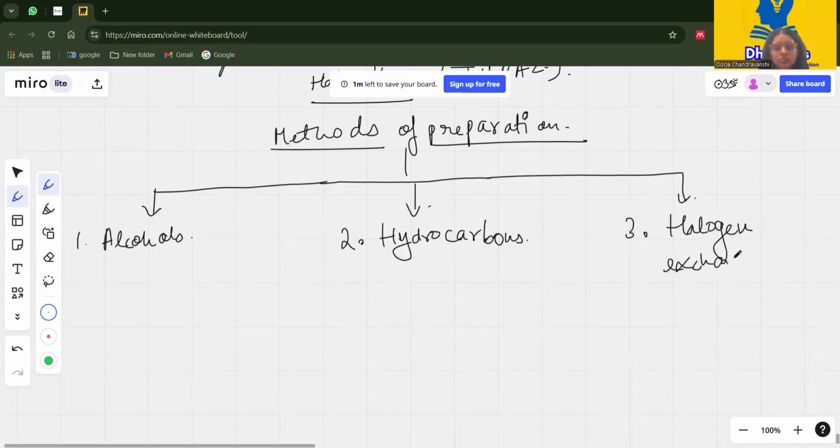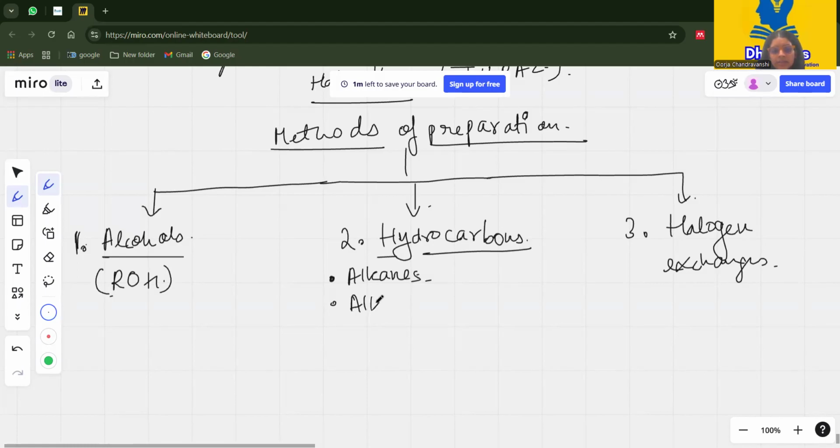If somebody can recall, alcohols are in general written as ROH. This is a general formula. What about hydrocarbons? We must know that hydrocarbons are categorized into three parts: alkanes, alkynes, and alkenes. Alkanes are the compounds which have carbon-carbon single bonds. Alkenes have carbon-carbon double bond, and alkynes have carbon-carbon triple bond.